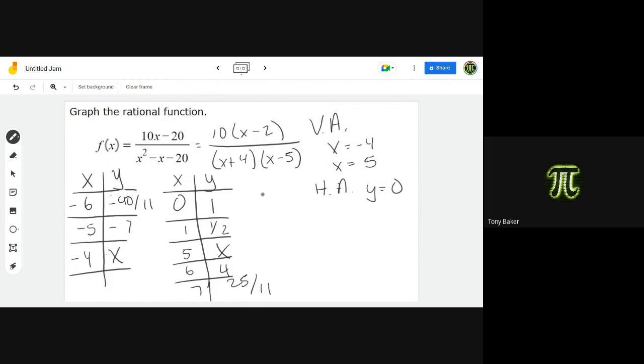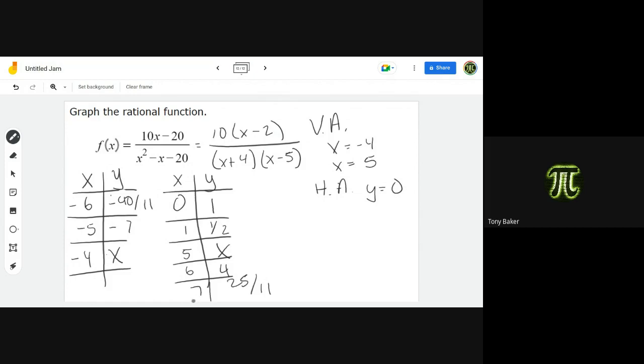When you do that, it doesn't change the degree of the bottom. We didn't cancel anything out. So my degree on the bottom is still 2, my degree on the top is still 1, so it's still a horizontal asymptote of 0. If you canceled something out, the degrees would both change evenly. So typically, your horizontal asymptote is not going to change when you cancel something out, because you're canceling one from both of them. So I chose -6, -5, 0, 1, and then 6 and 7.